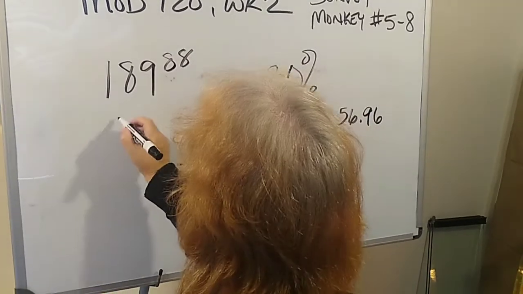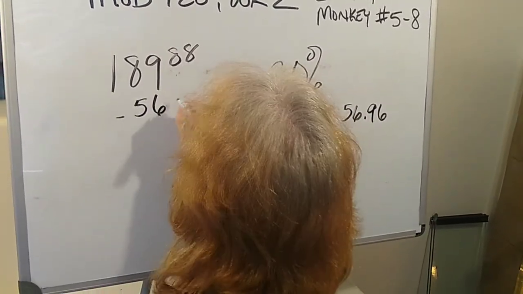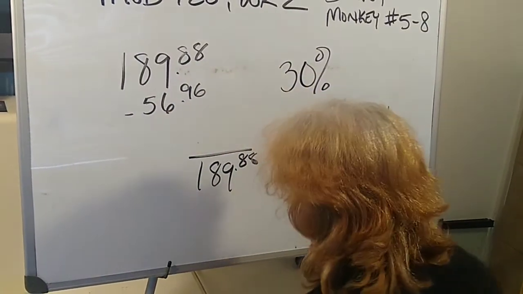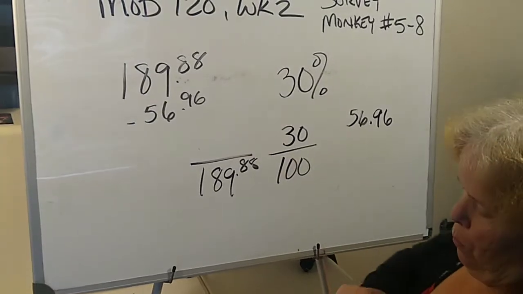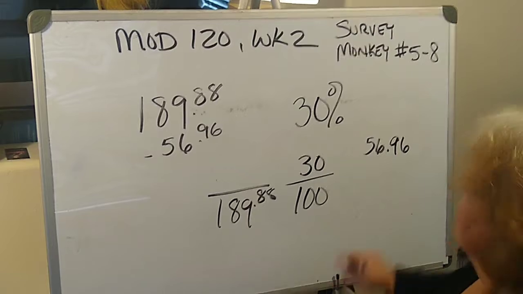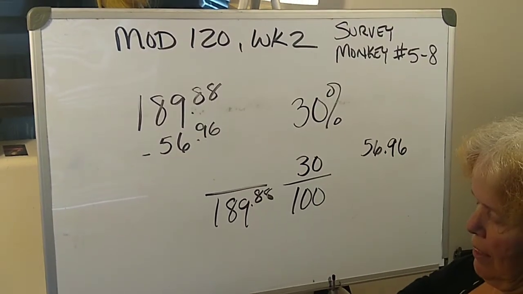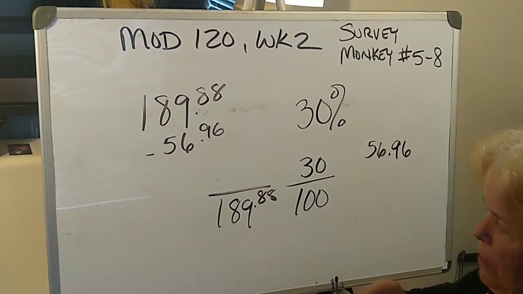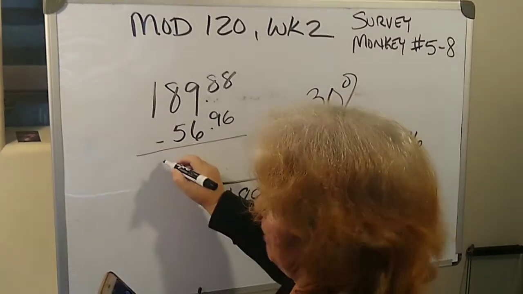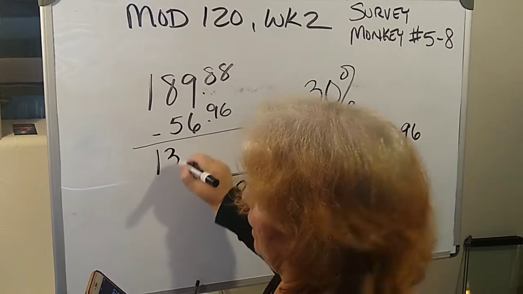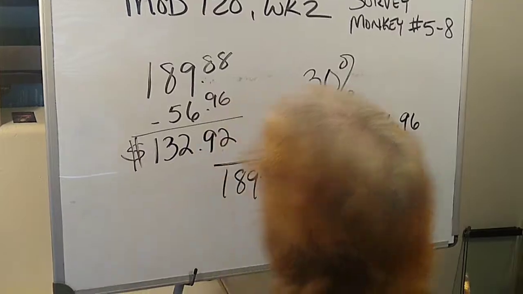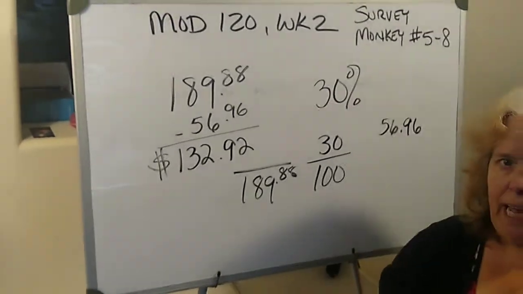189.88, and we need to subtract 56.96. Okay, so let's do that. So we got 189.88 minus 56.96. Make sure you're putting in those decimals. And so this person is going to pay $132.92 for their merchandise. Okay?